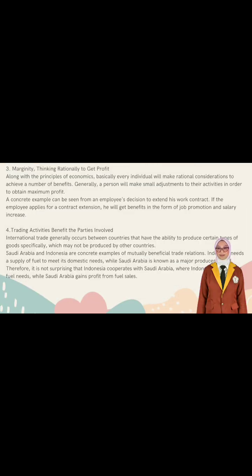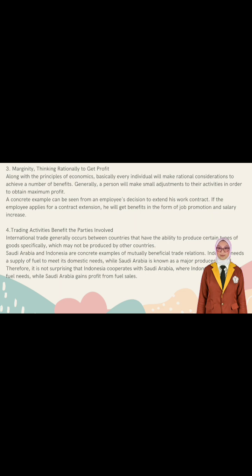3. Marginality, thinking rationally to get profit. Along with the principles of economics, basically every individual will make rational considerations to achieve a number of benefits. Generally, a person will make small adjustments to their activities in order to obtain maximum profit.